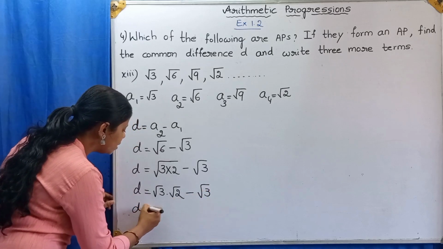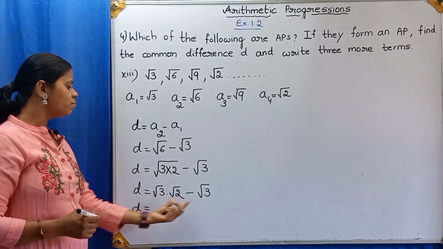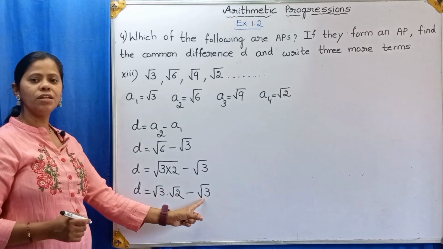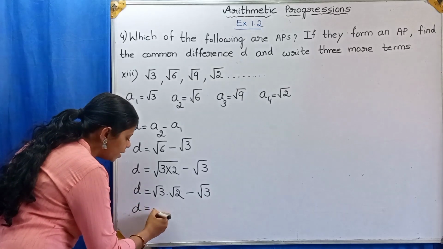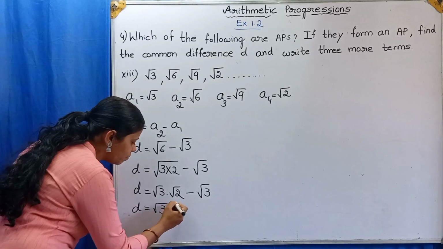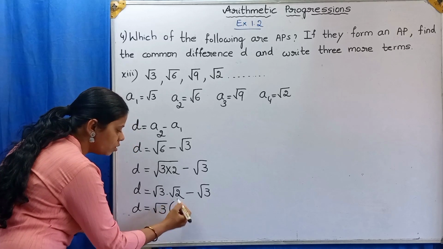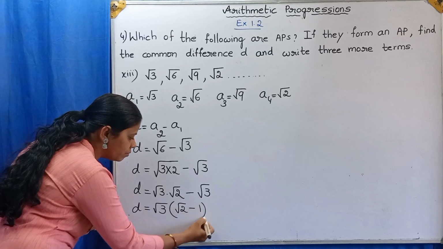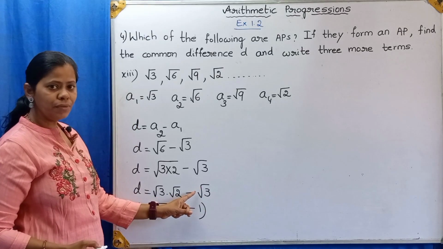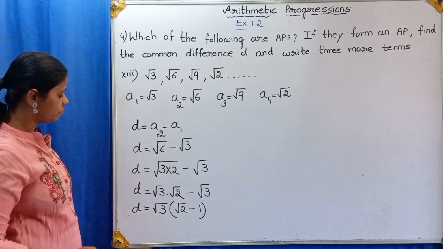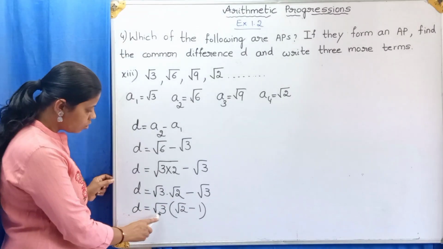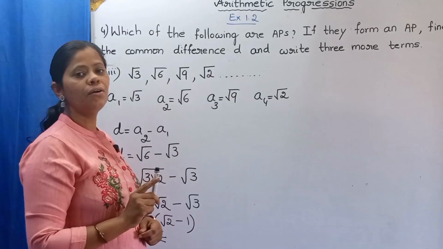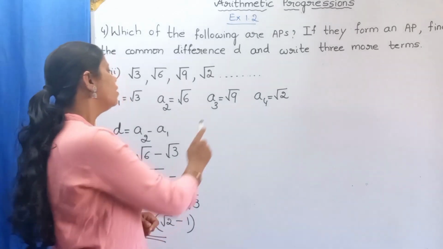Now look at this. d is equal to, this is one term, this is one term. Which is common in both? Root 3 is common in both, right? Let us take root 3 outside the bracket. Then what is left here? Root 2. Minus, what is left here? 1. Right? Nothing is here means we will consider it as 1. See, the difference is root 3 into root 2 minus 1. Okay? Now, let us take the difference between these two.